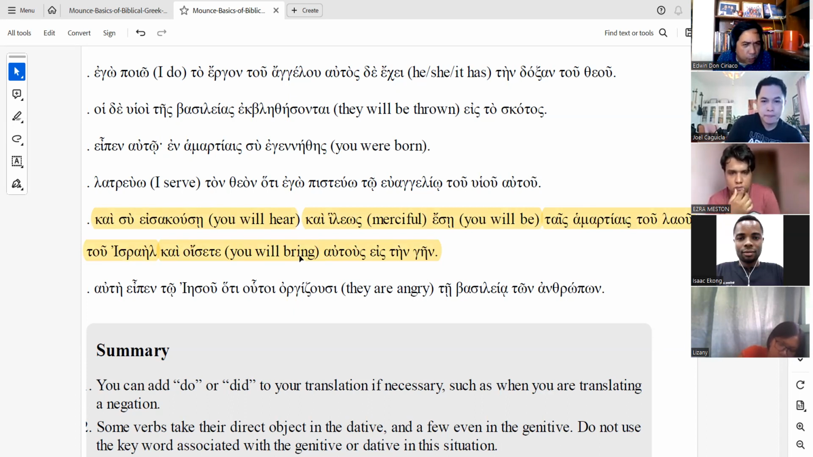Te ay pen to Iesu hoti hoti orgisusi te basileia ton anthropon. And so this is the subject, which is a feminine personal pronoun, she. No? She said to Jesus that those men are angry at the kingdom of the men. Okay?